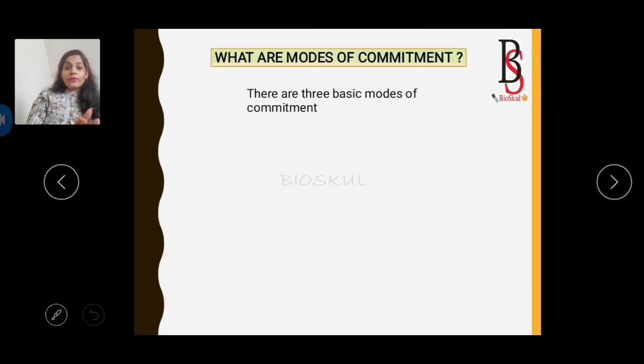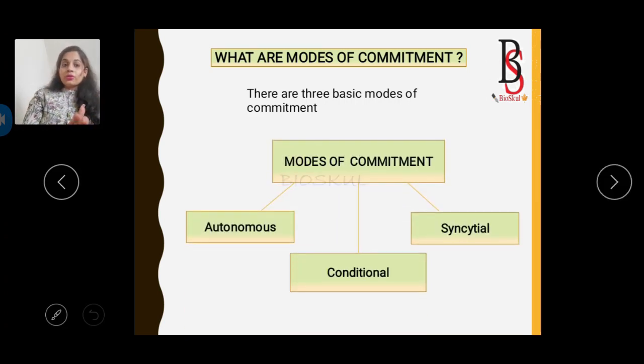Now, what are the modes of commitment? There are 3 modes of commitment. What are those? The first one is autonomous, the second one is conditional, and the third one is syncytial mode of commitment. Now we will discuss them one by one.